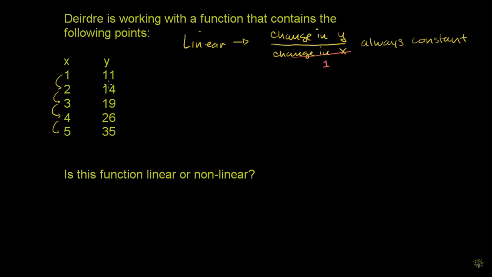When we go from 11 to 14, we go up by 3. When we go from 14 to 19, we go up by 5. So I already see that it is not constant. We didn't go up by 3. This time we went up by 5. And here, we go up by 7. And here, we're going up by 9. So we're actually going up by increasing amounts. So we're definitely dealing with a non-linear function.